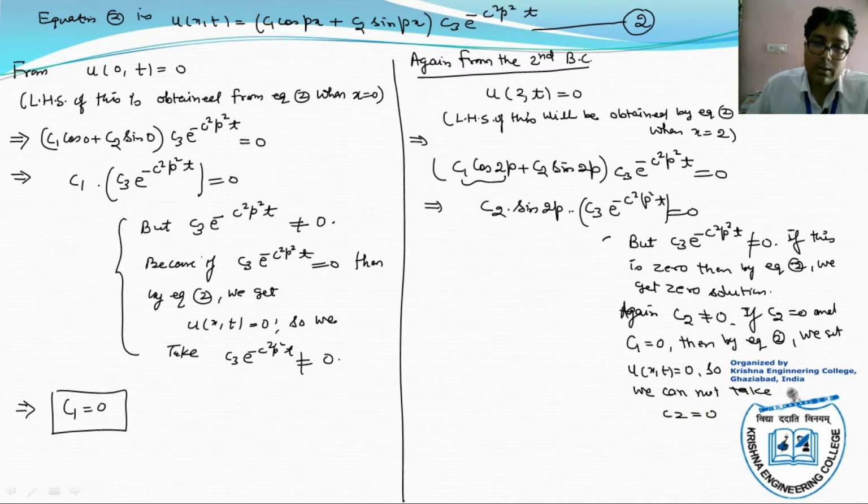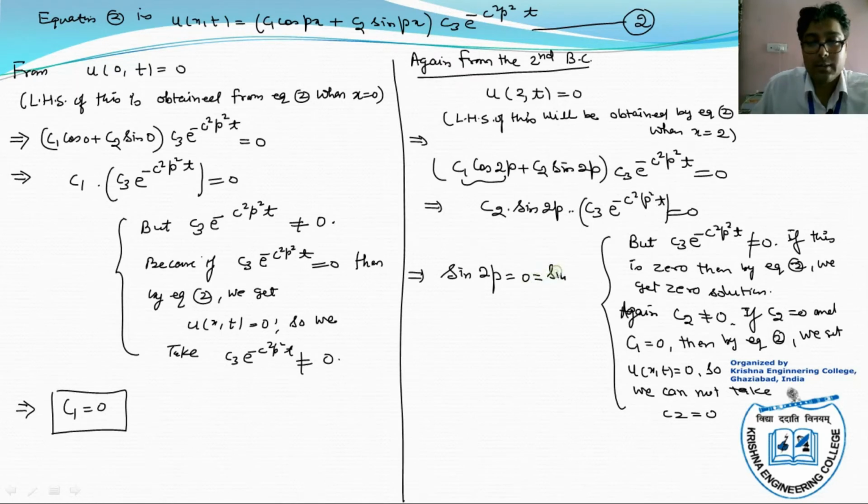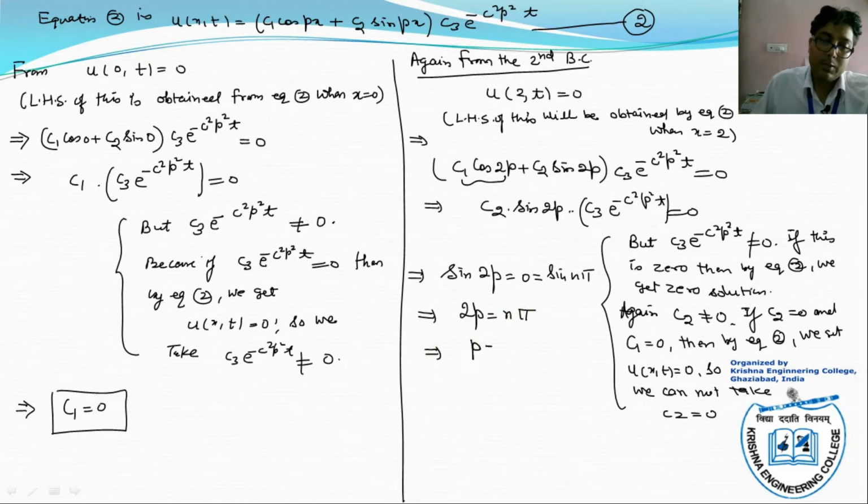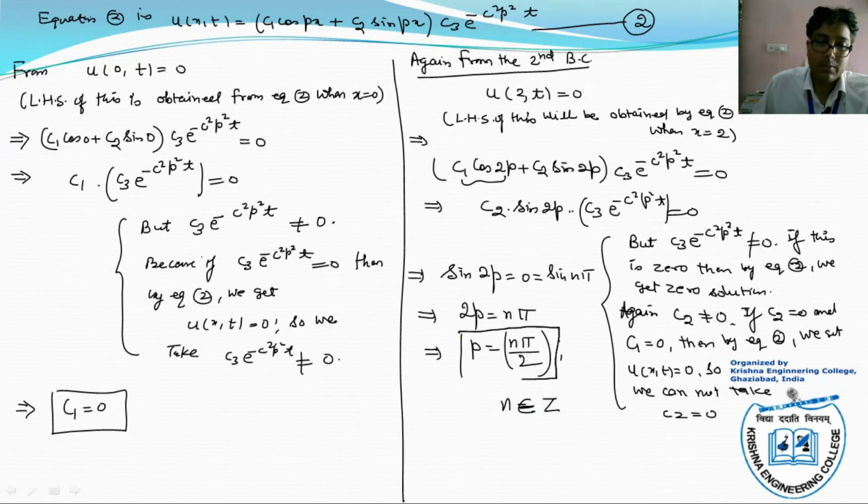So here there is only one possibility, that sin 2p is equal to 0. Clear? Sin 2p is equal to 0, and the general value of sin is n pi. So comparing this, we get 2p is equal to n pi and p is equal to n pi by 2, where n belongs to integer. This is the value of p.